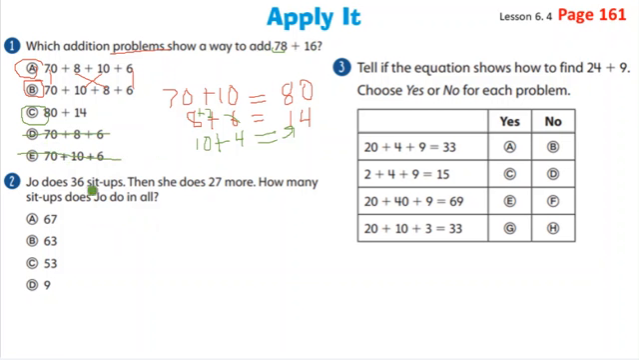Number 2, I want you to take a moment and try to work on that yourself. I'm going to read the problem, and then I want you to pause the video.